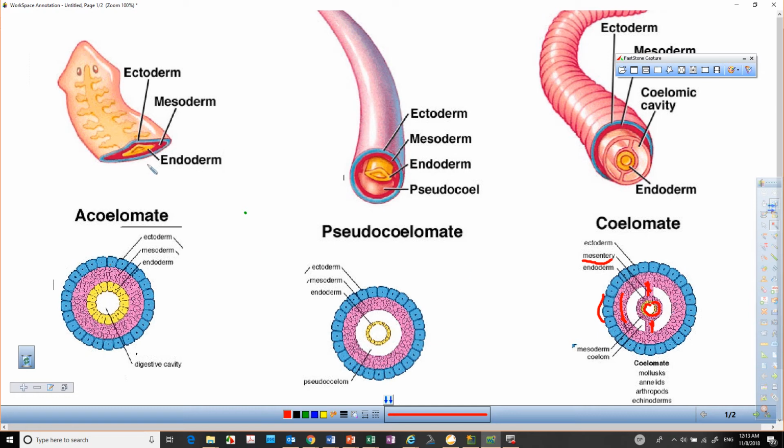If you're small, you don't need a body cavity. You can rely on diffusion. Another strategy is this pseudocoelomate, but if you want to get large and be super efficient, then you do need a true body cavity.